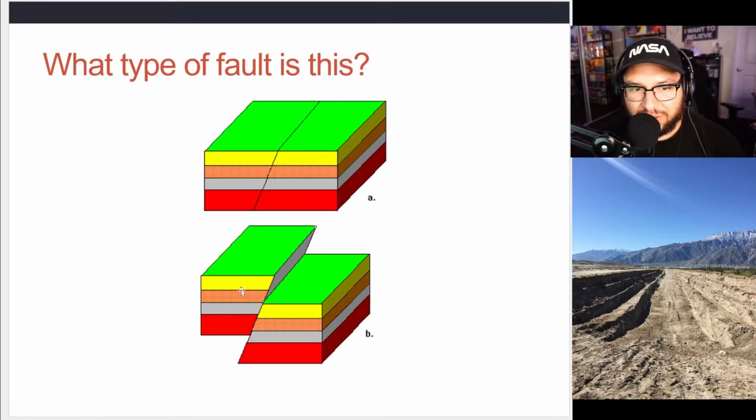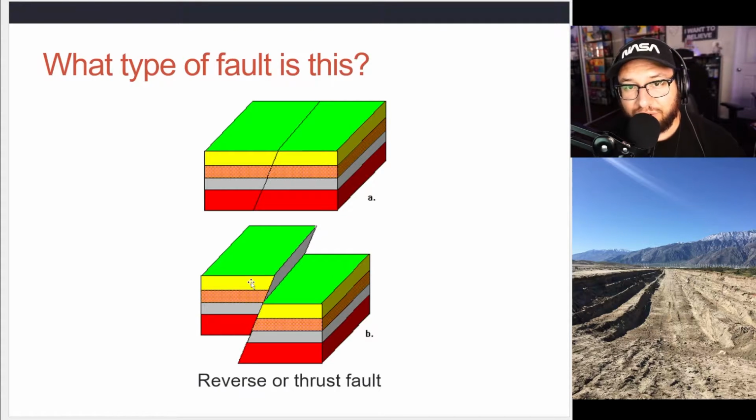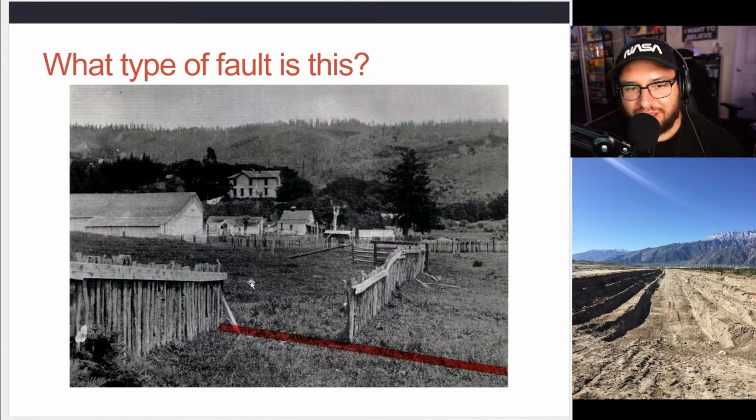What type of fault is this? Here you can see this wall went up in the vertical direction. Reverse or thrust fault? If you said that, you are correct. Very good. Let's move on to the next one.